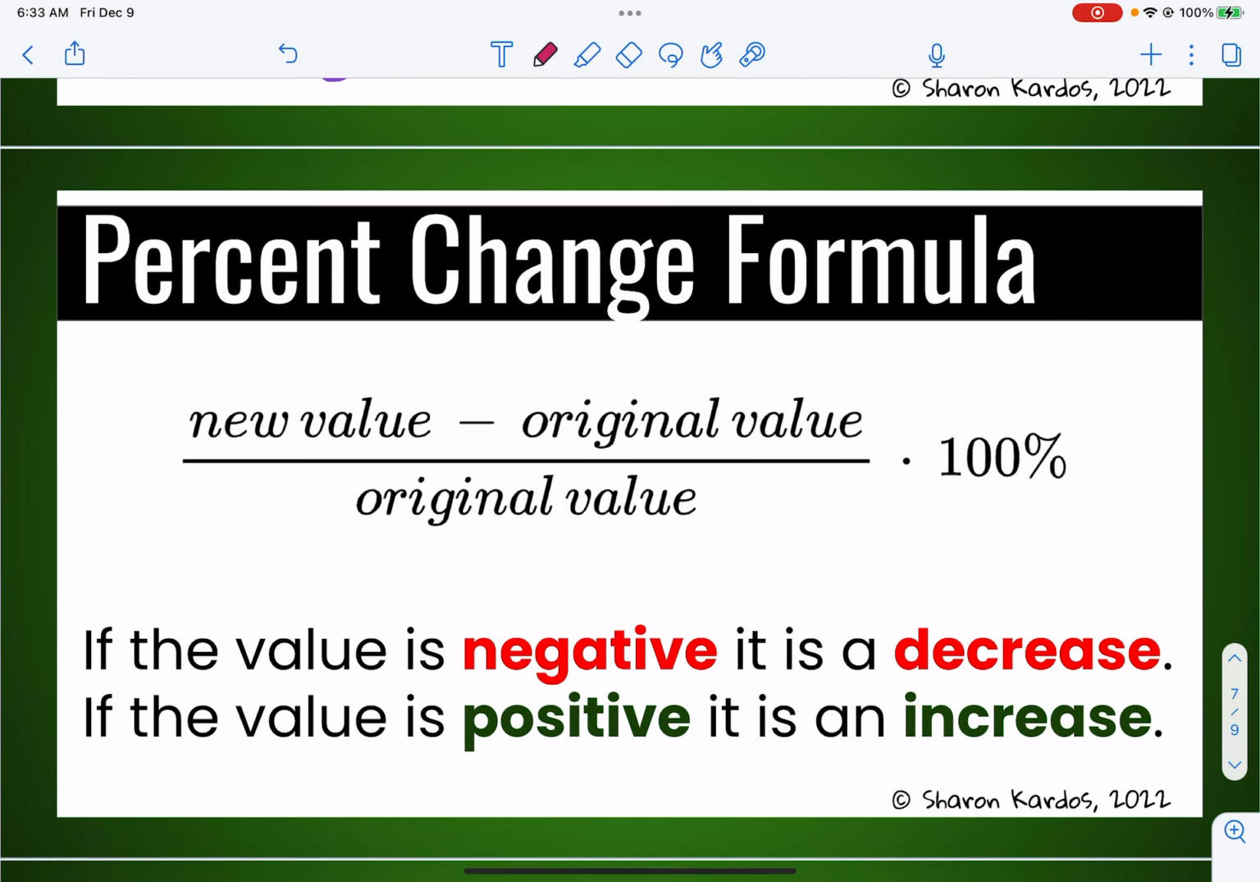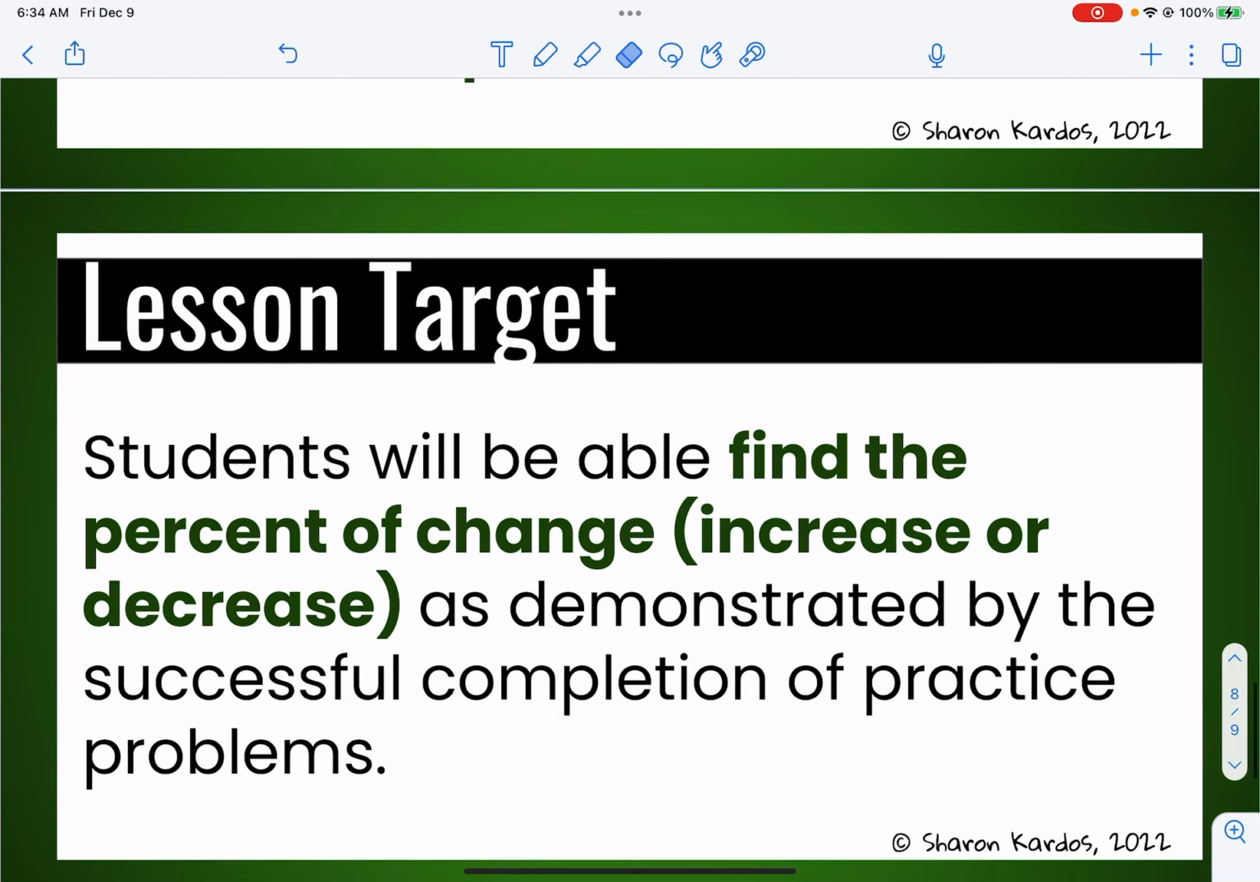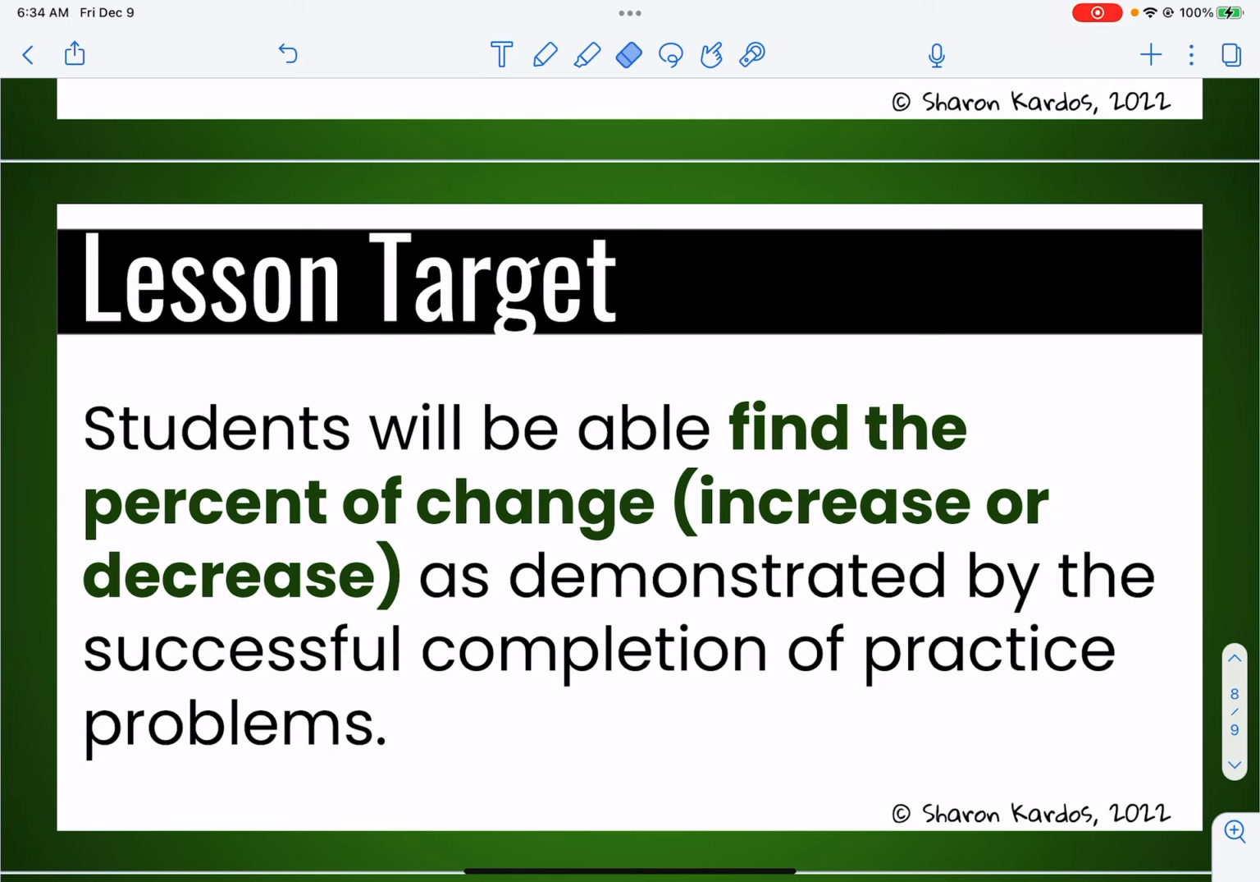So just one more time, the formula is the new value minus the original, divide by the original, and then times it by 100. So step 1, subtract the two or find the difference. Then we're going to divide by the original, that's step 2, and then step 3, we're just going to take whatever we have and multiply it by 100. If our answer comes out negative, it's going to be a decrease, and if our answer comes out positive, we know it's a percent increase. So we definitely covered what we set out to today. We are able to find the percent of change, the increase or the decrease, and we definitely completed some problems.